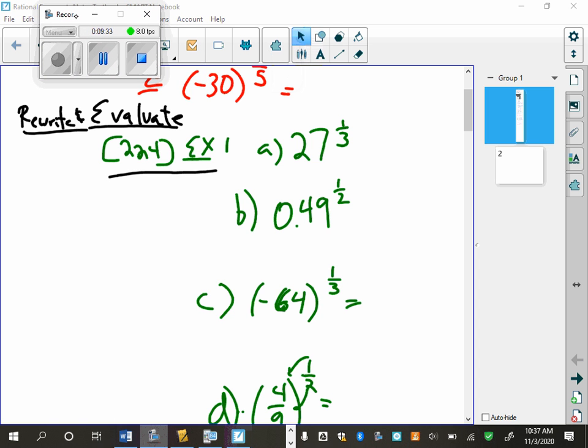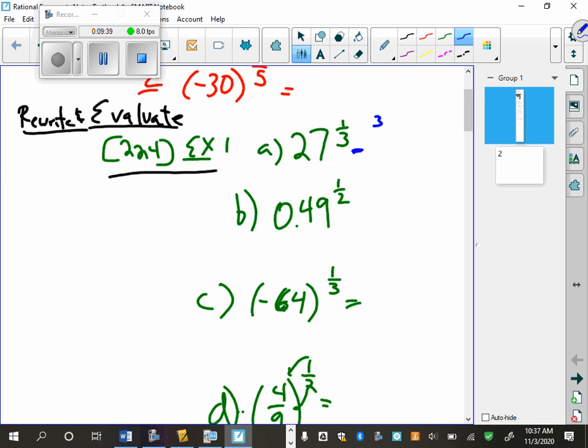Okay, so 27 to the 1/3 is the same thing as the cubic root of 27. That's your half mark for showing the work, because it says rewrite. And then you have to tell me what number multiplied by itself 3 times equals 27.